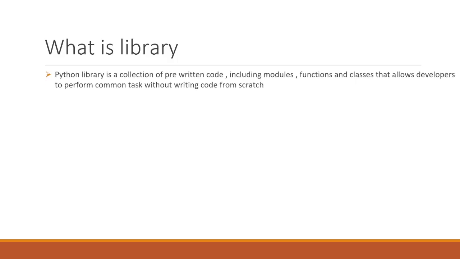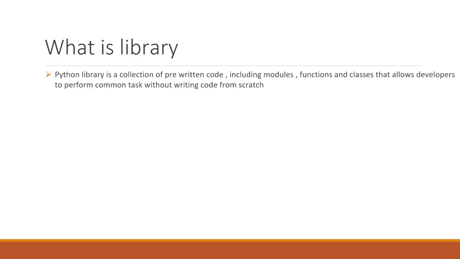Okay, so what is meant by library? A library is generally a collection of pre-written code, which a developer has already built, including modules, functions, and classes that allow developers to perform common tasks without writing code from scratch. Like if you want to find the square root of a number, then we already have the math library. Simply you can say a library is a set of small functions the developer has created, and those functions are stored inside a file, and that file is called a library.